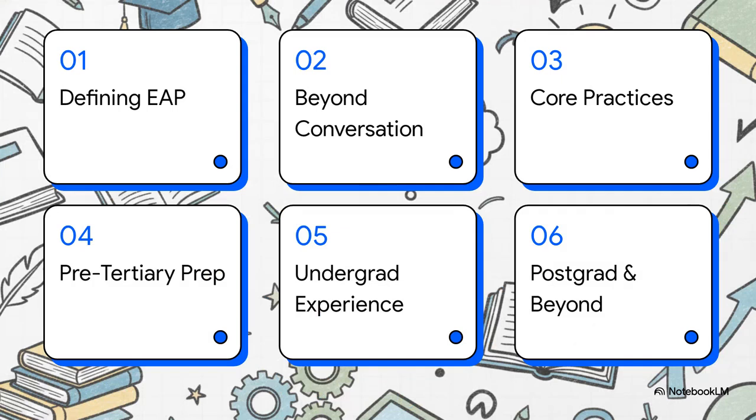Here's our roadmap for this explainer. We'll start by defining academic English, then look beyond everyday conversation, explore core communicative practices, touch on pre-tertiary preparation, map out the undergraduate experience, and finally, look at postgraduate research and beyond. Let's get right to it.